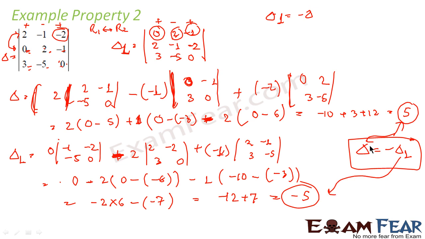Thus I prove property 2 using an example. If you interchange two rows or two columns, then the sign also changes.